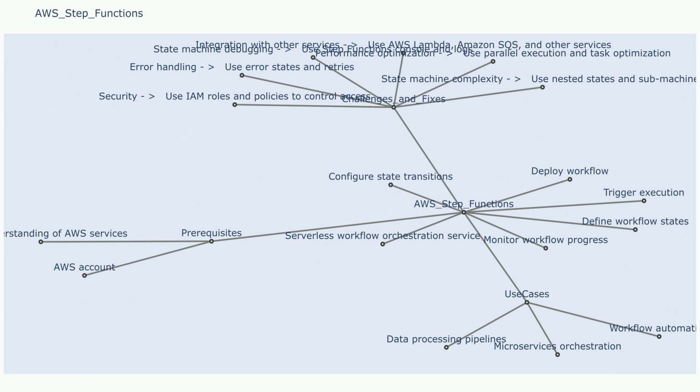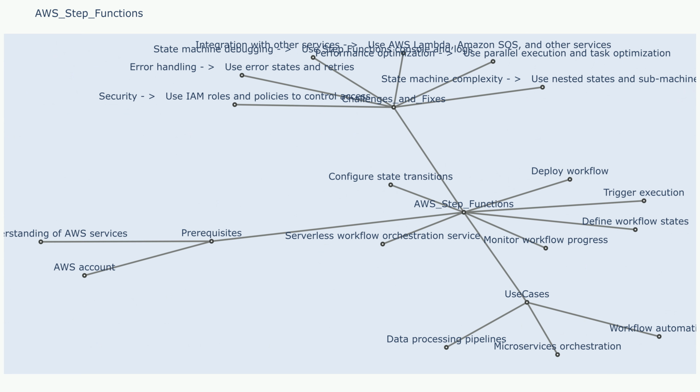Error handling: addressing potential failures and exceptions within your workflow. Use error states: define specific error states to handle different types of errors and exceptions gracefully. Use retries: configure retries for certain states to automatically attempt execution again if an error occurs. Implement error handling mechanisms: implement strategies to capture, log, and notify about errors, allowing for troubleshooting and recovery.